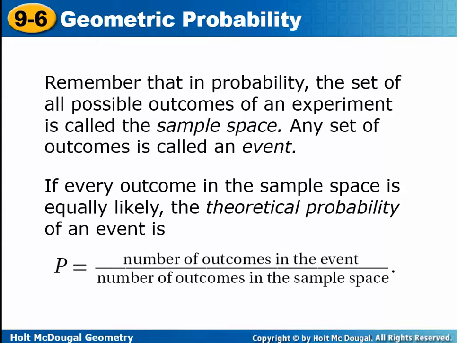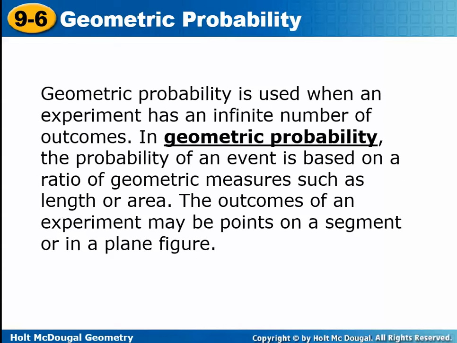That's the theoretical probability. Like if you want the theoretical probability of rolling the number 1 on a number cube, it would be 1 out of 6, because the number of outcomes you want is 1, and the number of outcomes in the sample space is 6, because there's 6 sides on a cube. We're going to use this with geometric probability.